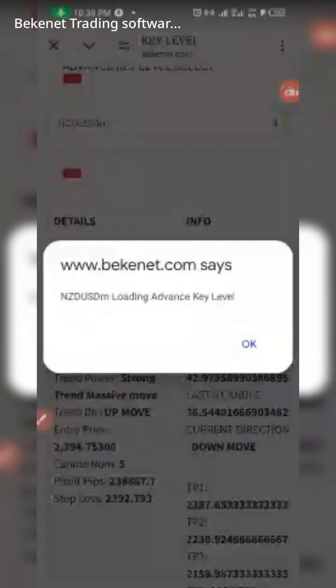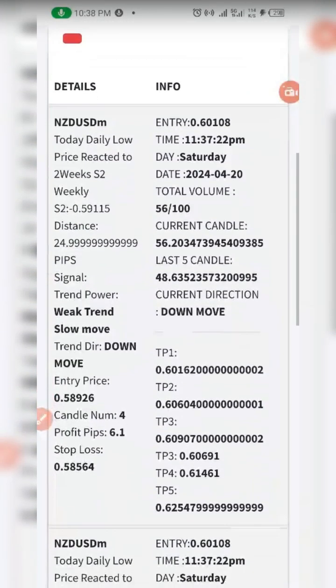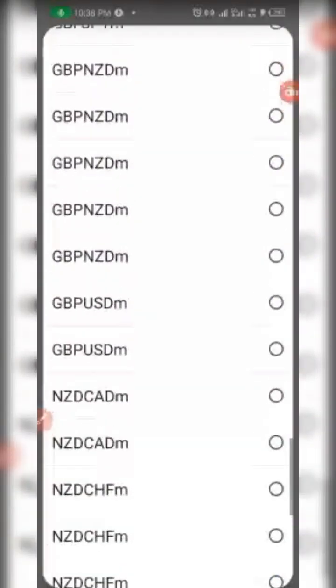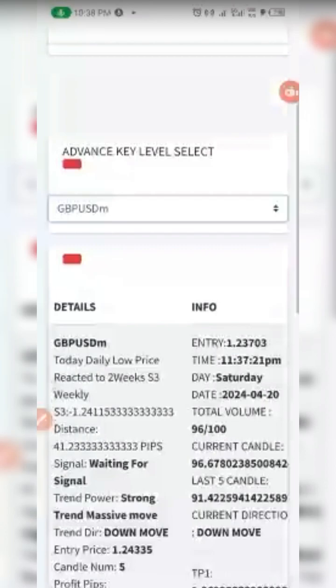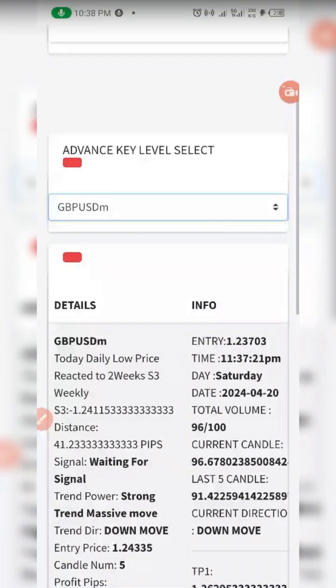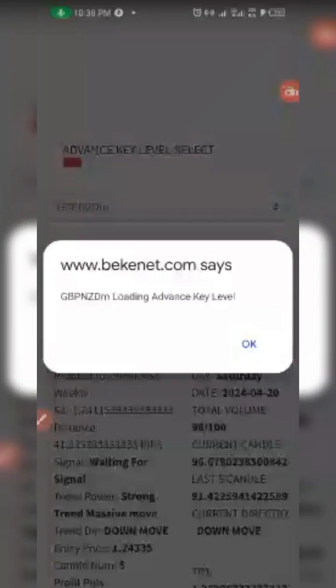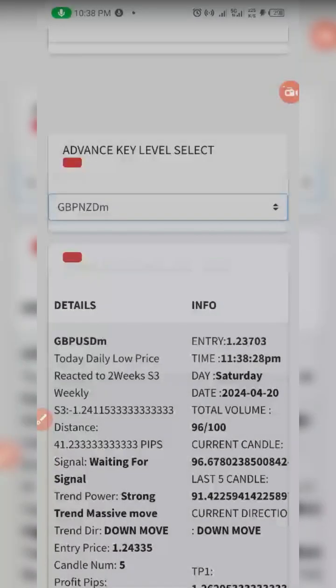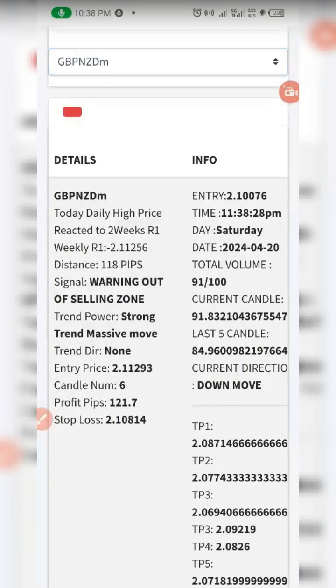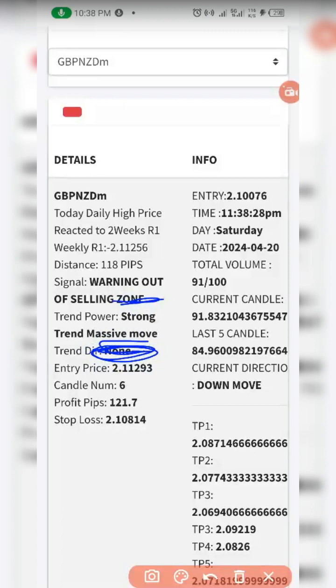Let's see if this one is showing none. This is downward movements. Let's look for another pair that is showing none. That is not aligning. This is downward movements. Let's look at this. All right, as you can see, anytime you see this none, be it a selling zone or buying zone, so long as this is not giving you the direction, leave that market. Just be patient and wait for it.